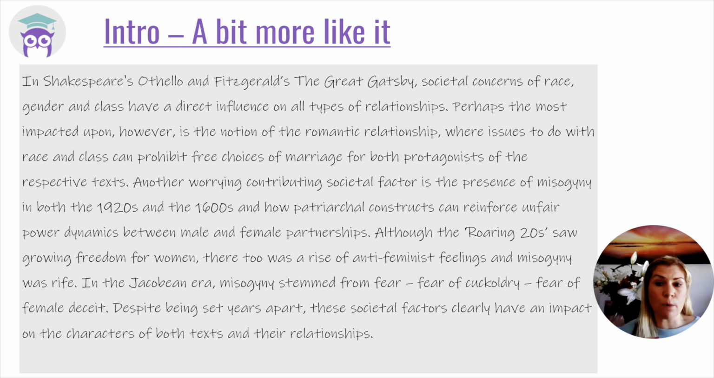Because remember, your comparisons can be plot, character, theme, context, devices. It can be everything, okay? So that's a bit more like it. That's what we're aiming for. And again, even if you're not doing individual and society, this is still relevant to you.